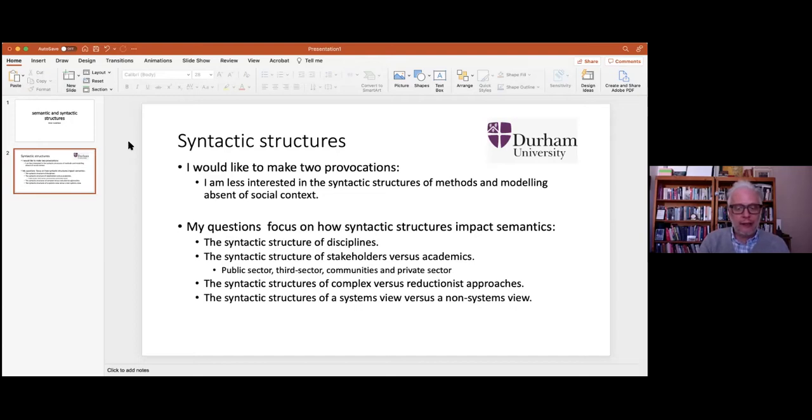And then given my grounding in complexity, it would also then be the syntactic structures of a complex versus reductionist approach. Again, it's the same methods.